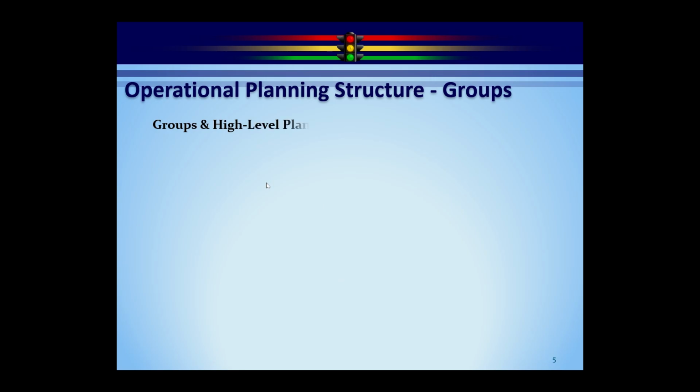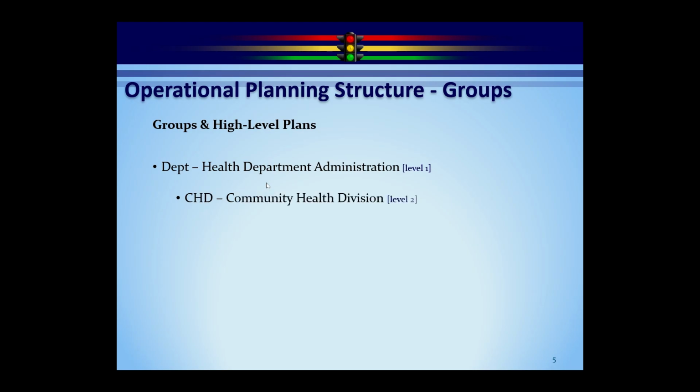The department is always your level 1 group, so it's the highest level. Underneath that, let's say we have a community health division. Community health division reports to the department, so we have what we call a parent group. The parent group for community health would be the department, and the level is always one level below its parent group. So if department's level 1, community health has a parent group of department, and it's a level 2. And under community health, we have WIC. So WIC is level 3, reporting to community health, which reports to the department.